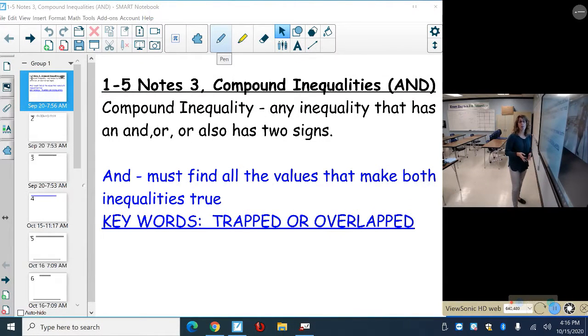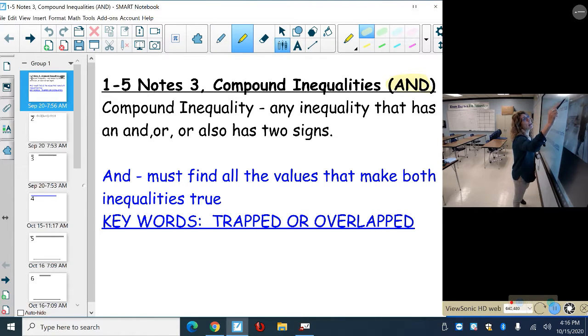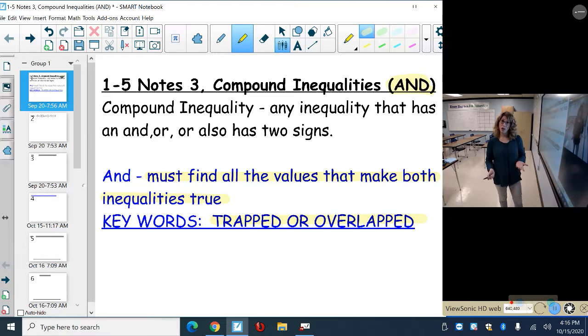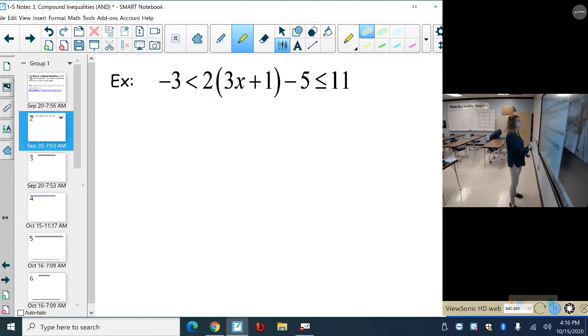Okay, today we're going to talk about compound inequalities. This is day 3 for section 1.5, but we're doing compound inequalities, and "and" is different than "or." It's a compound inequality, but you must find all the values that make both inequalities true. And you will see that the number lines are either trapped where they overlap each other, or there's no solution at all, okay? So, this is an example of an and statement.